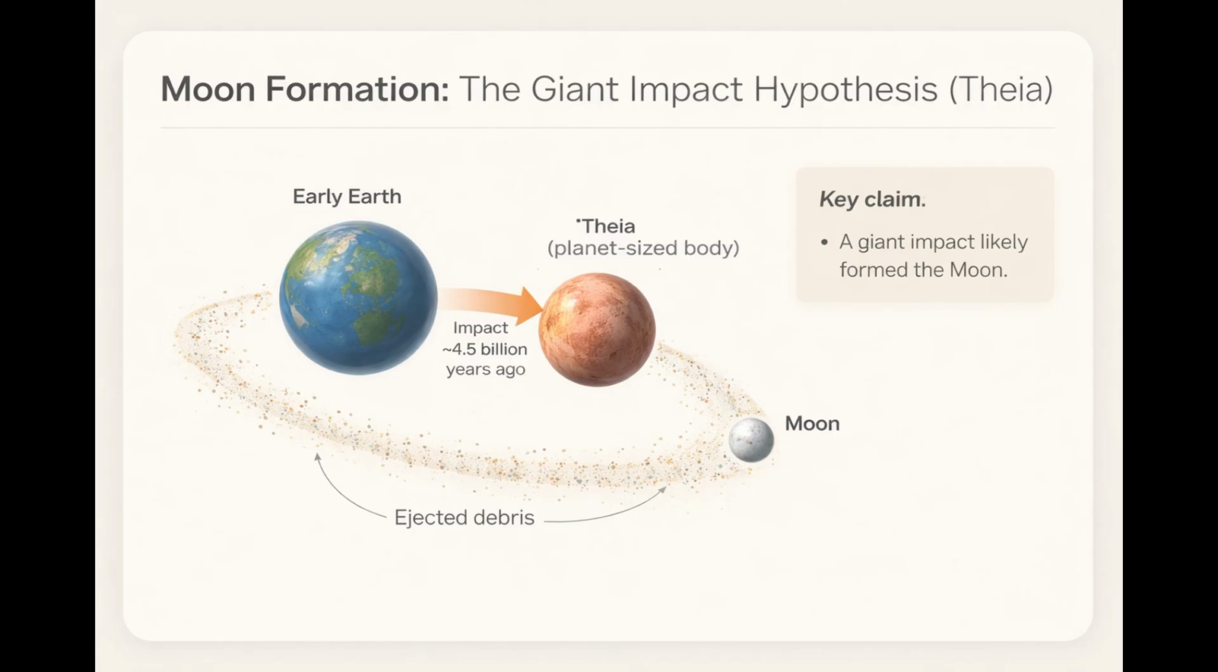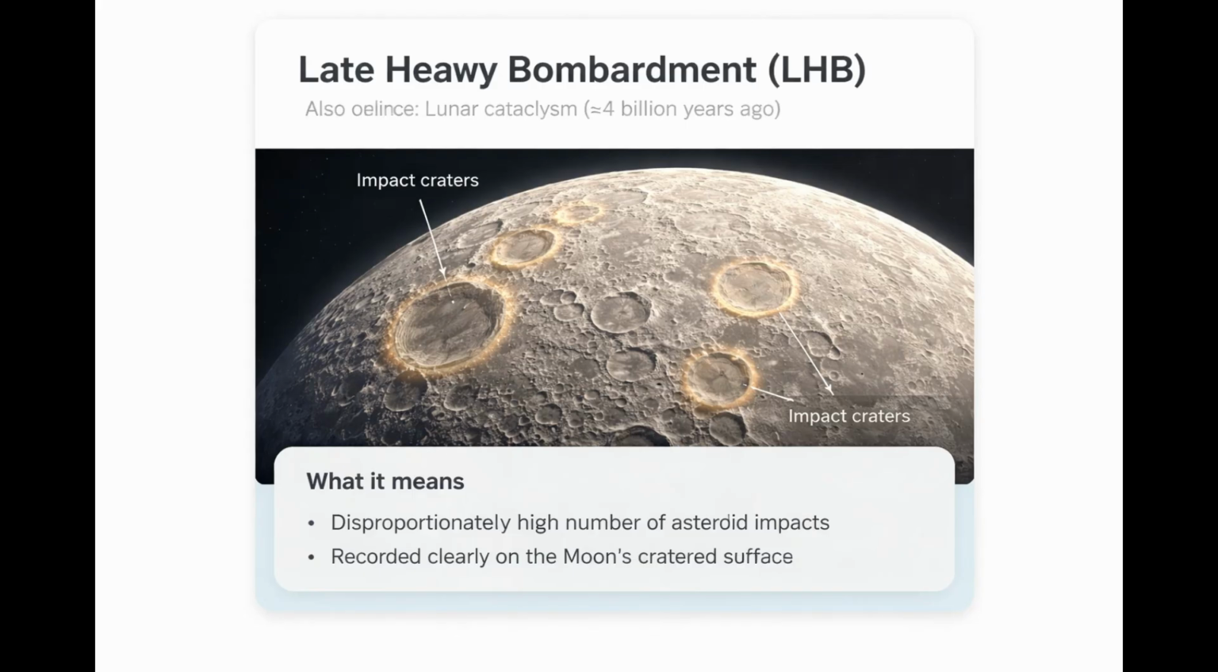The impact would have blasted enormous amounts of material into orbit, and that debris is thought to have accreted, meaning clumped together under gravity, to form the Moon. This also fits with the idea that the early Earth-Moon system experienced a lot of energetic, chaotic conditions. After the Moon formed, it was heavily affected by what's called the late heavy bombardment, sometimes called the lunar cataclysm, around 4 billion years ago.